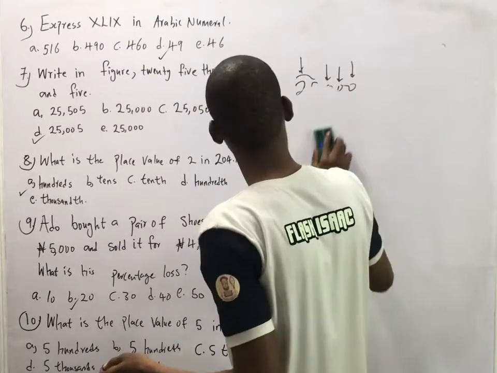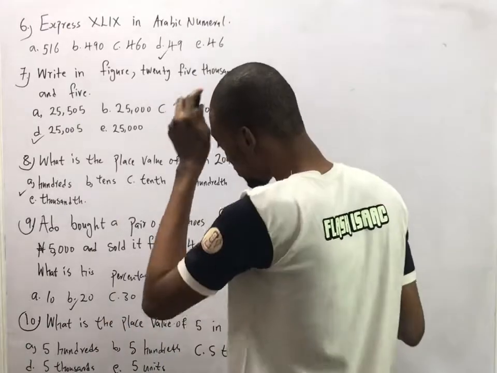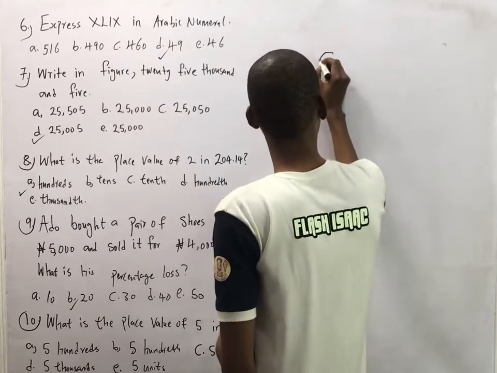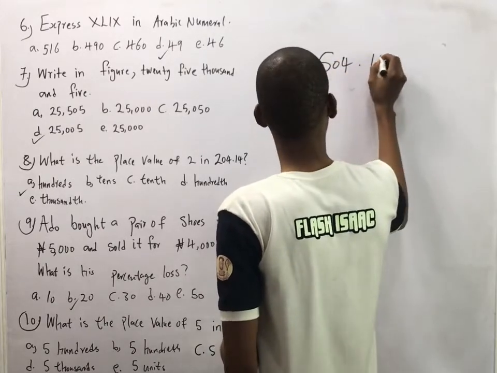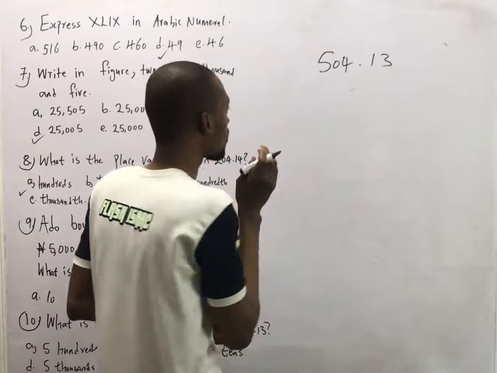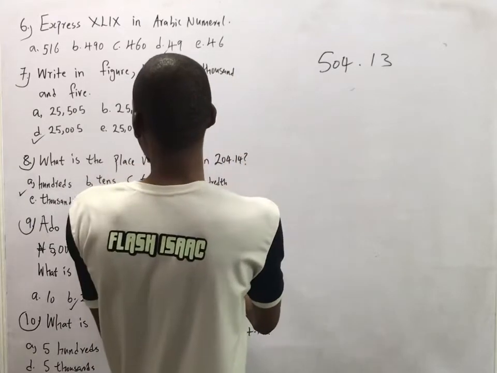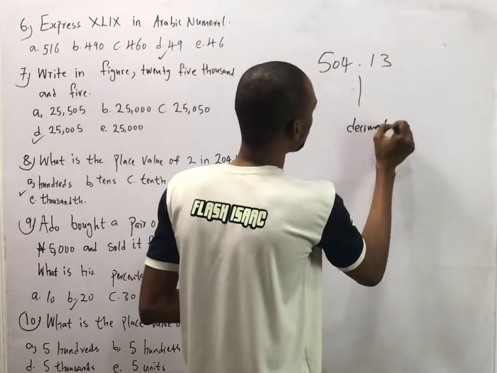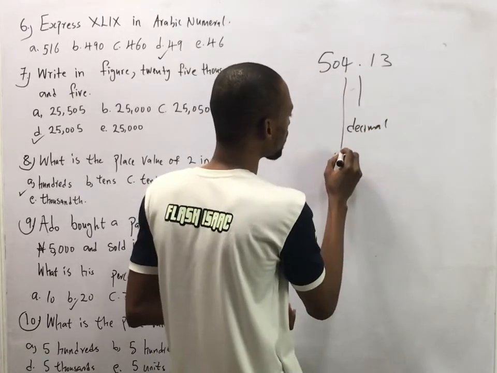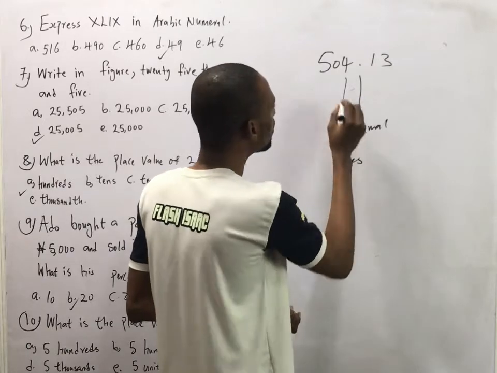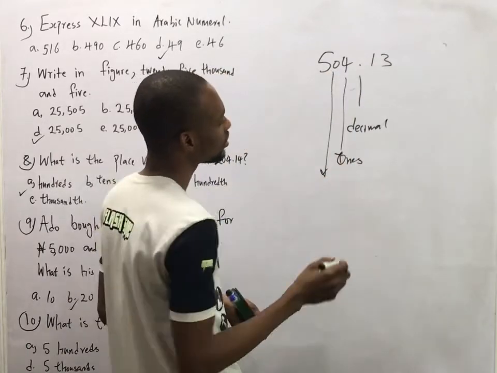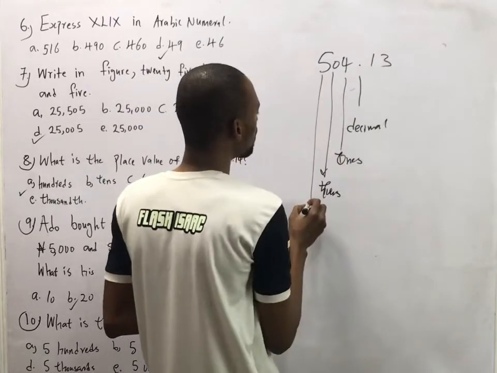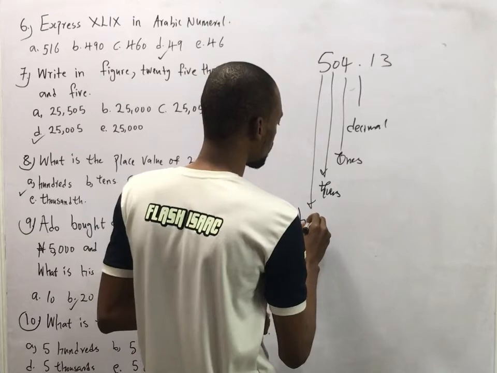Then the last question there, question 10. It says, what is the place value of 5 in 504.13? So I think this is similar to what we did earlier. In place value, this is decimal. The place value of 4 is ones. The place value of 0 is tens. The place value of 5 is hundreds.